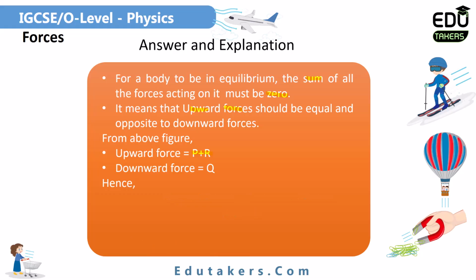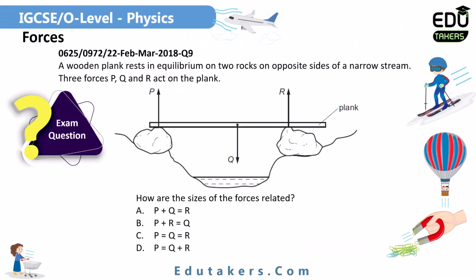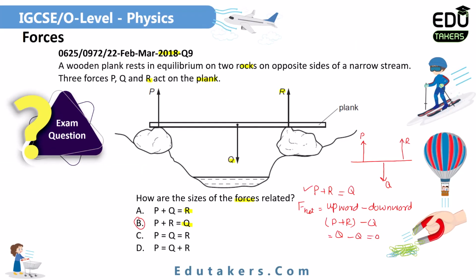Let's go back and see answer B. So here you can see P plus R is equal to Q is given in answer B. That's why answer B is correct from here.